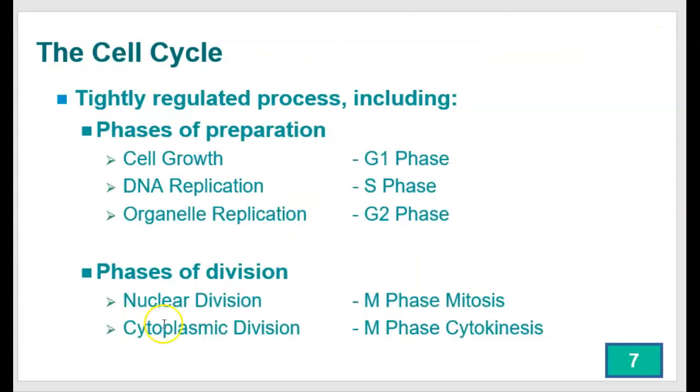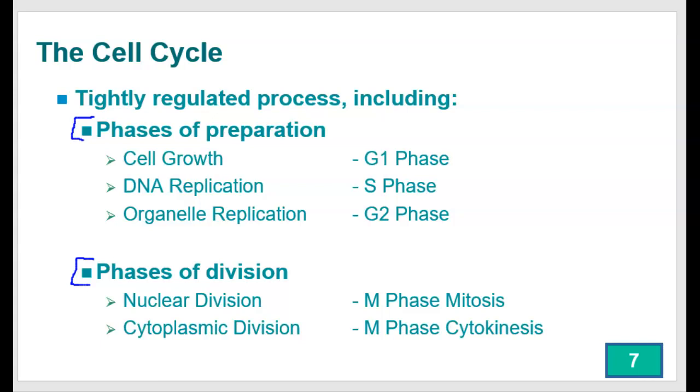The cell cycle, as I mentioned, is a process of a dividing cell, what a dividing cell goes through, and it is very tightly regulated. There are phases for preparing to divide, and there are phases of actual physical division. So the phases of preparing to divide include growing, replicating DNA, which means copying the DNA, and replicating organelles, which means copying organelles, increasing the number of organelles.